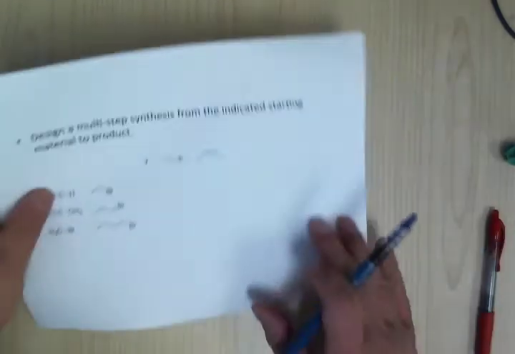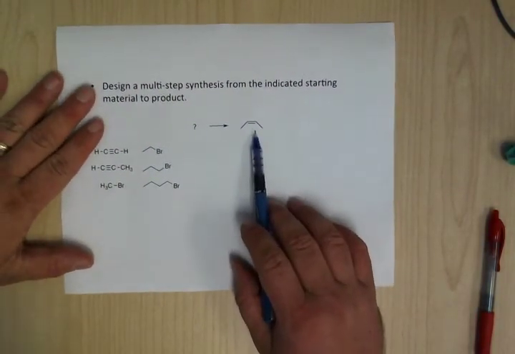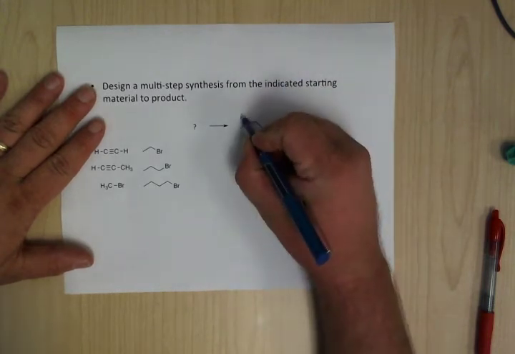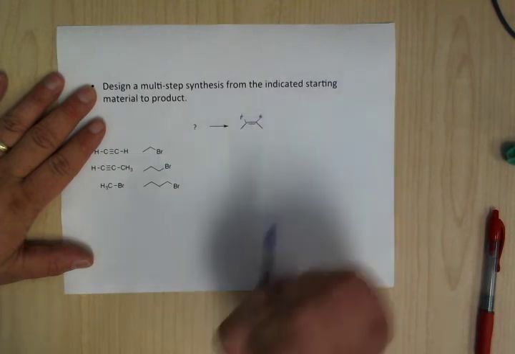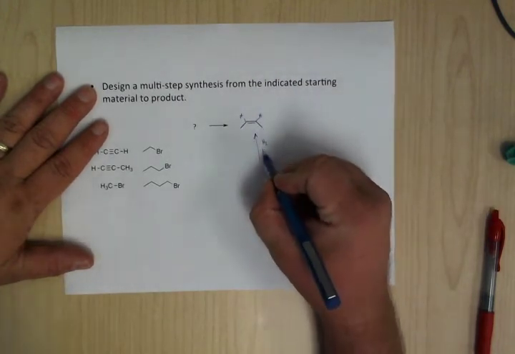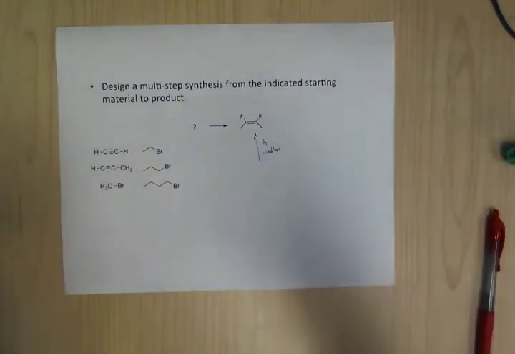Okay, design a synthesis. The place to start is to ask, how do I get this functional group here? Notice how this is a cis double bond. So what puts in a cis double bond? Well, it's H2 Lindlar. Just in general, that's how we put these in.